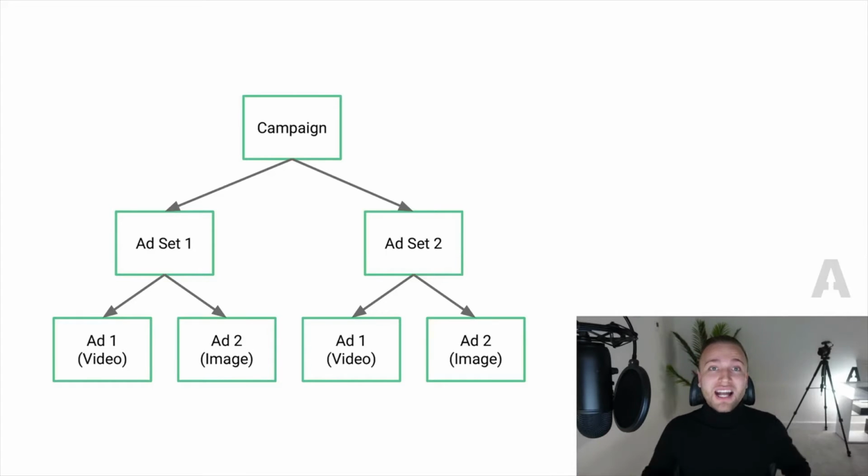And within those two ad sets, we have two different ads we're testing out as well. So we have ad 1 and ad 2. Ad 1 could be a video showing somebody giving their dog this treat. Ad 2 could be an image of a dog eating a treat, or a very happy looking dog.